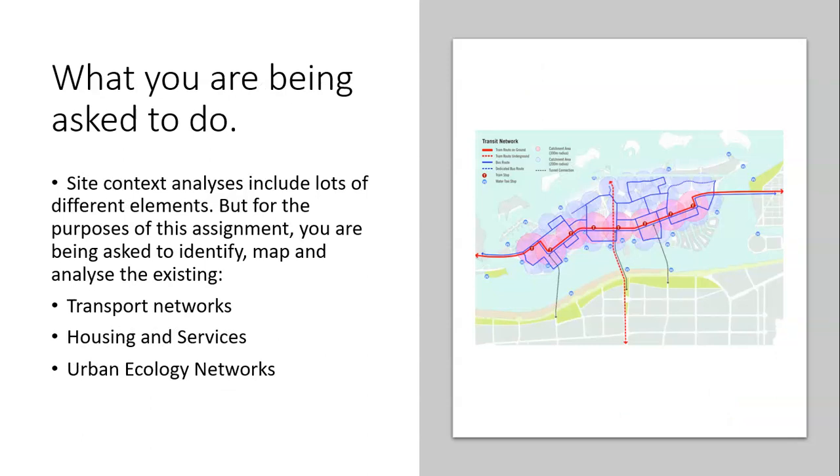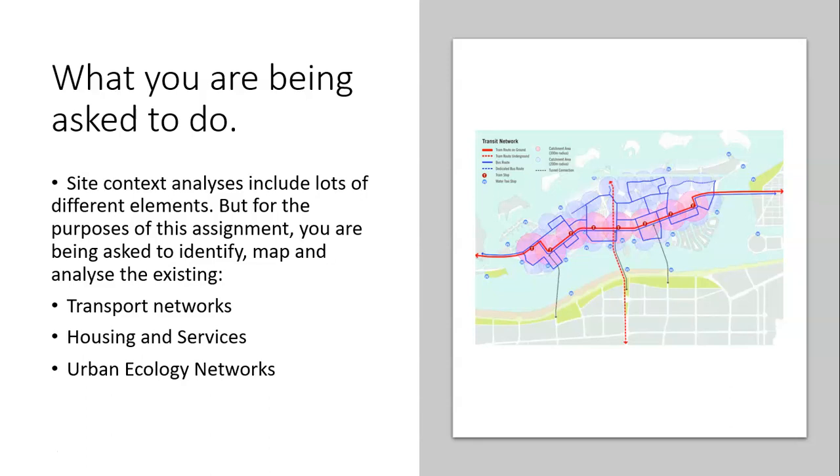When you look at the key reading for this week, which I'll discuss later, you'll see that site context includes lots of different elements, and far too many really for you to carry out as an introductory task to designing a sustainable settlement. So for the purposes of this assignment, we are asking you to identify, map and analyse 3 existing elements: the existing transport networks, the existing housing and services, and the urban ecology networks.